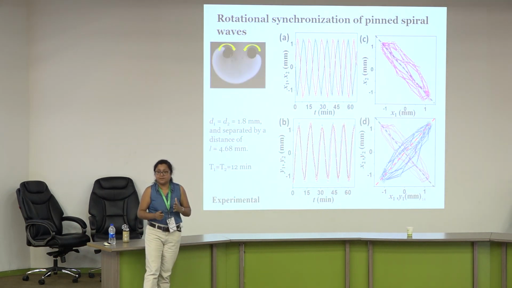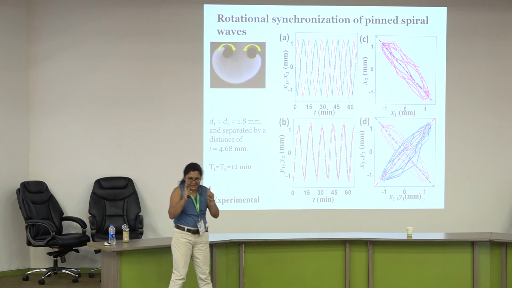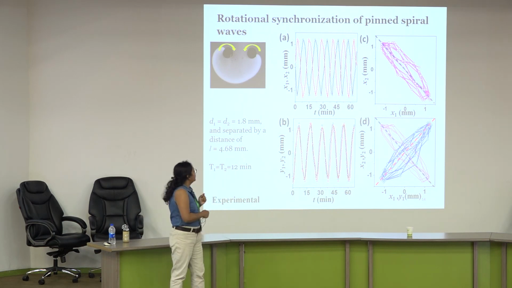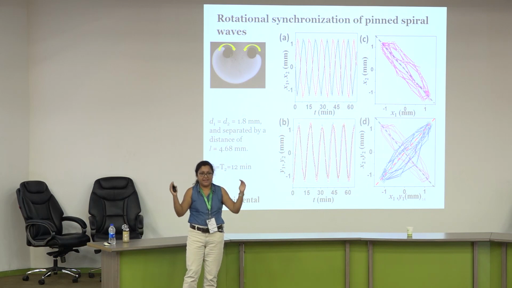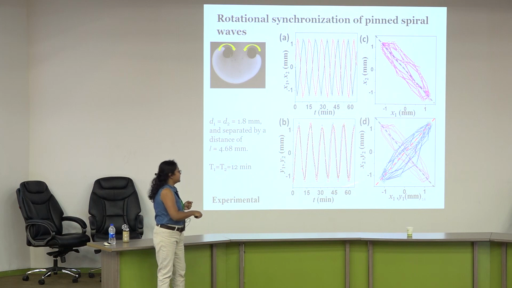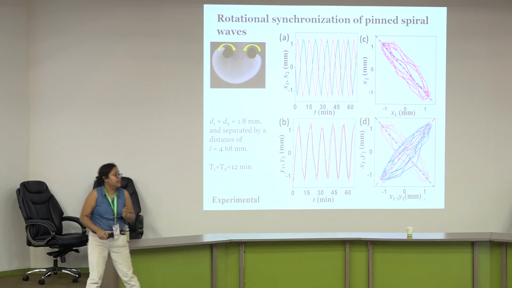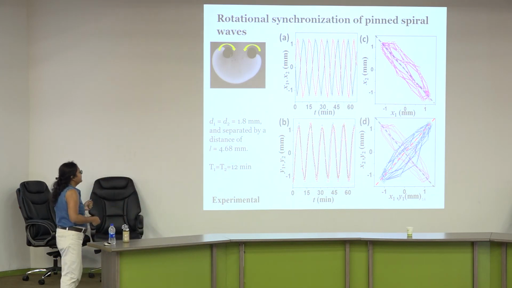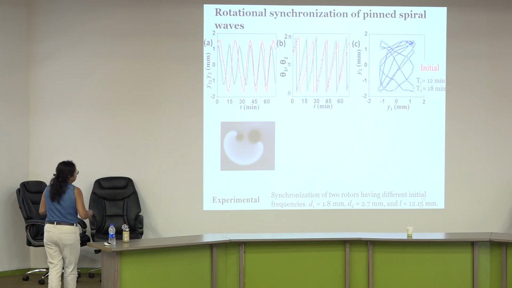These are experimental results, and we begin with two identical heterogeneities to see what happens. As you can see, because they are counter-rotating, in the x coordinate they go towards each other, so the x is opposite. But in the y coordinate they go up and down together. So we focus on the y coordinate from now on, and the phase diagram shows that they are synchronized. They begin the same, they remain the same.